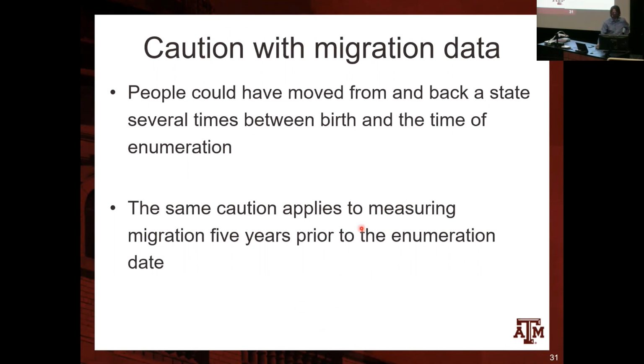The same caution applies to measuring migration 5 years prior to the enumeration, right? Because we could say, oh no, I was born in Texas. 5 years ago, I was in Texas, and now I am in Texas. So I'm a non-migrant. But let's say that 20 years ago, I left, came back 15 years ago, but for all these other questions that the census and the ACS capture, my status is going to be a non-migrant. So these questions have a lot of limitations, in that we cannot capture all the movements that people made throughout their lives.